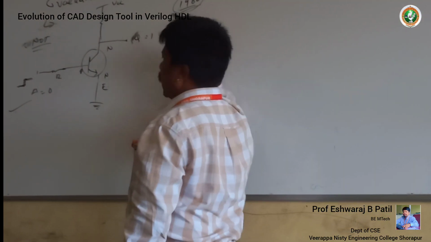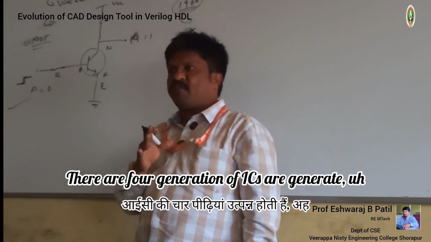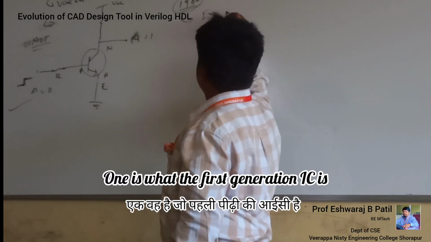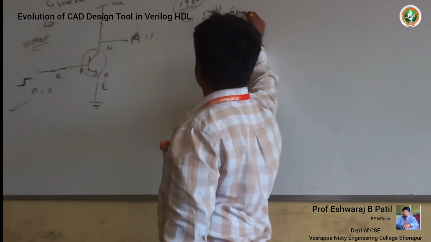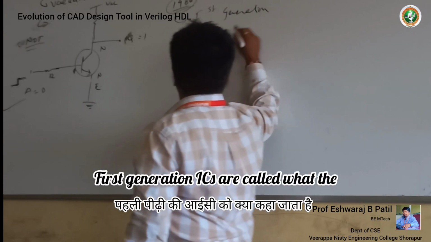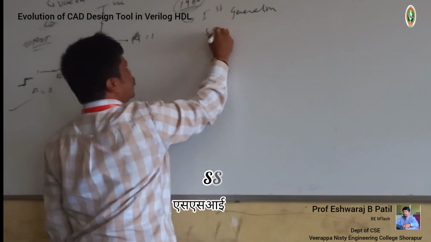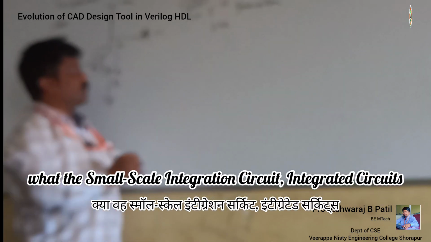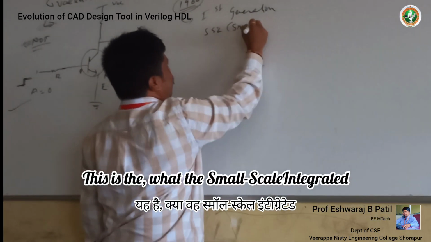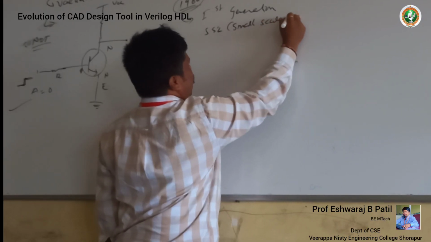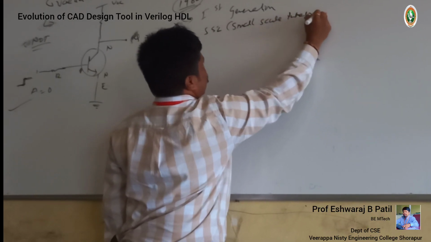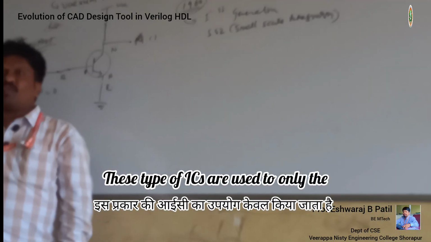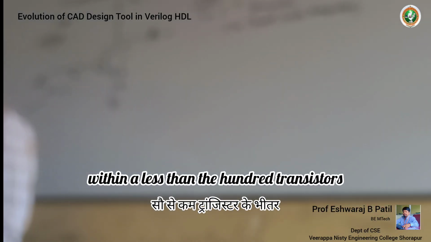Similarly, there are four generations of ICs that have come into existence. One is the first generation ICs, which are called SSI. SSI is nothing but small scale integrated circuits. These types of ICs are used within less than 100 transistors.